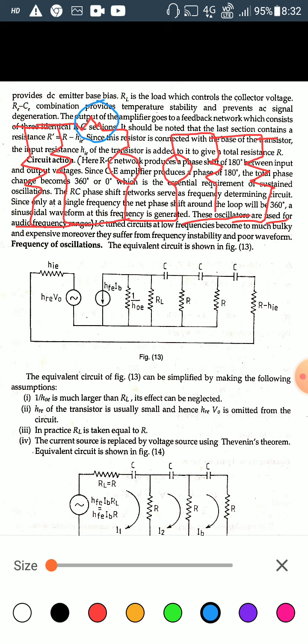This is defined as hie, the input impedance for the CE configuration, this resistance value. This is the induced voltage source, defined by hre Vo. This is the induced current source, defined by hfe IB. And this one is defined for the admittance value, that is 1 by hoe. And this resistor is defined as RL.